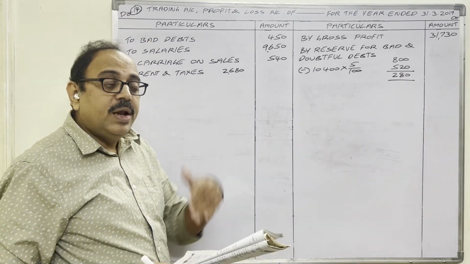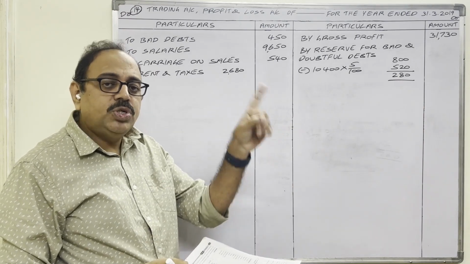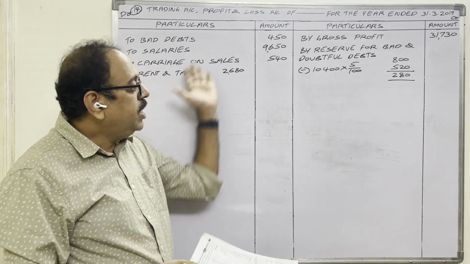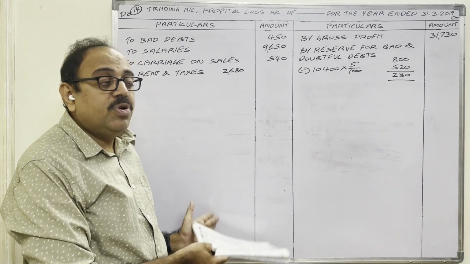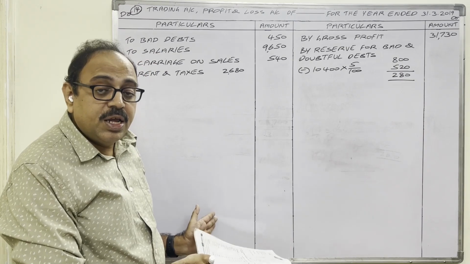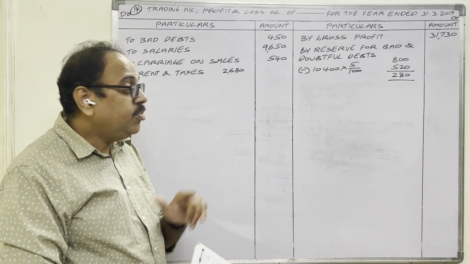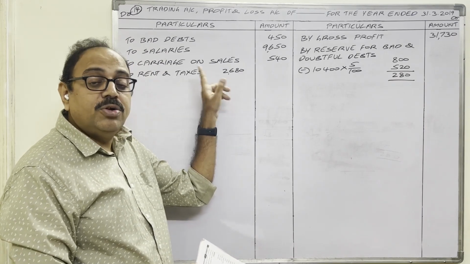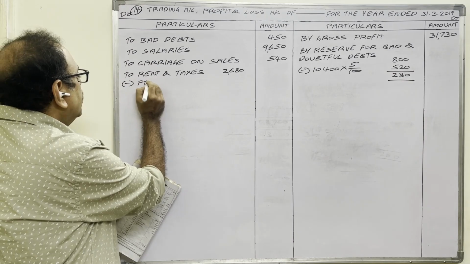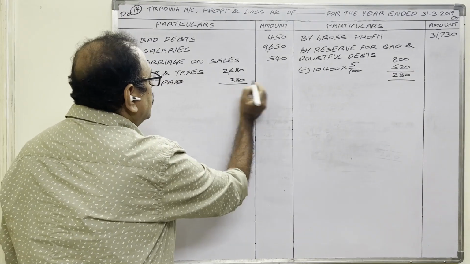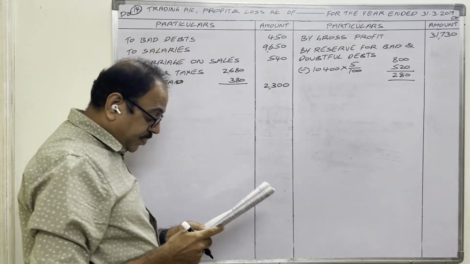Prepaid means what? Next year's amount, now only we paid. So next year's expenditure we show in next year. We are preparing the profit and loss account to know the current year profit or loss, no? Therefore current year expenses and current year incomes only we should show here, not next year's amounts. If next year's amount is included in this, we have to subtract that. Therefore minus prepaid 380 rupees. Net amount in outer column 2,300.